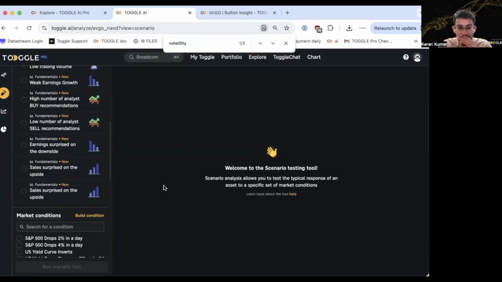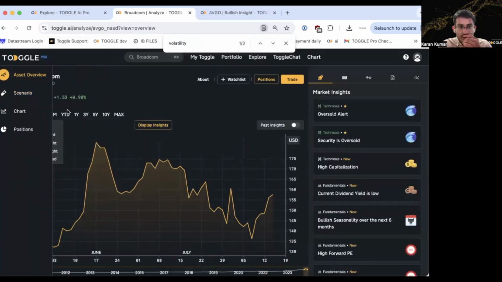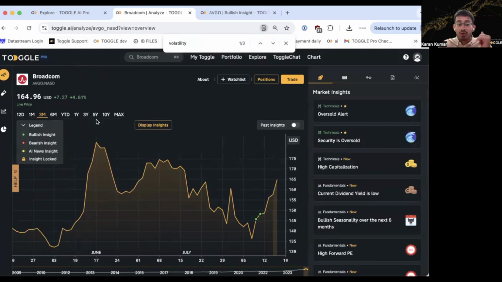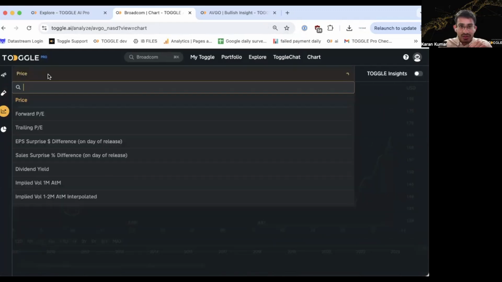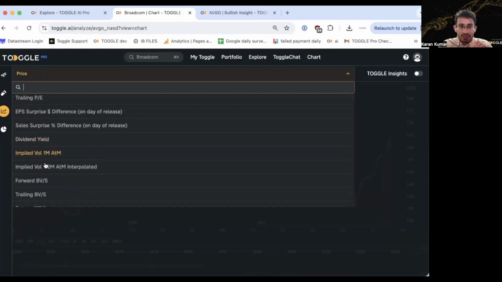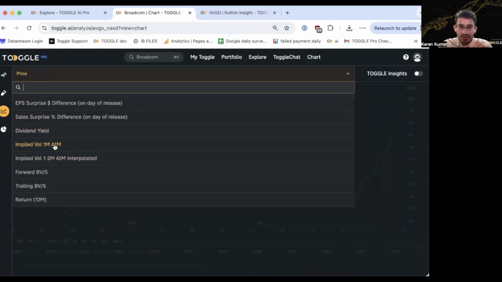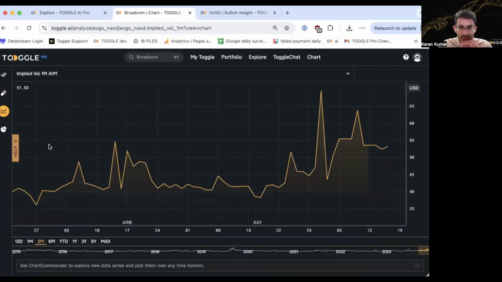So yeah, not much on the volatility side, but yes, there are a few. A quick way to see all the indicators available for an individual asset is to pull up the asset, go to the left side, go to chart, and then when you're in chart, hit the price at the top, and you'll get a drop down. Oh, we do. Interesting. Okay, so it wasn't volatility, it was vol. So 1 month implied vol. You've got those metrics right here.